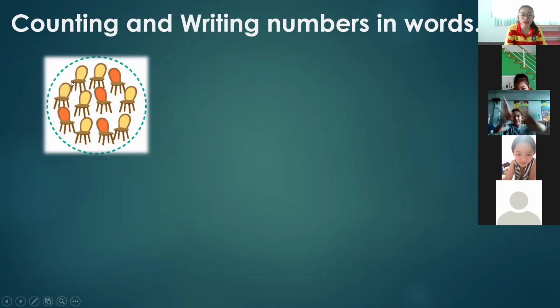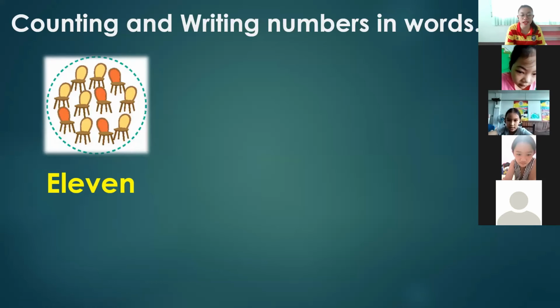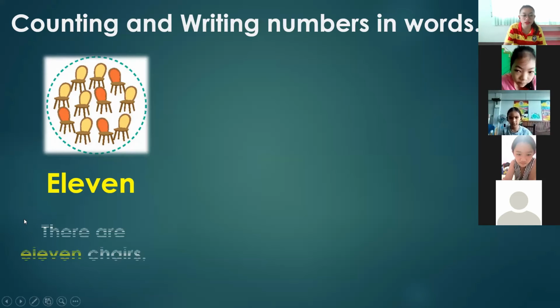So how many chairs are there? Can you count it? 11. Very good. So we have 11 chairs. How do you spell 11? ELEVEN. Very good. Okay, so let's make a sentence using 11. There are 11 chairs. Okay, there are 11 chairs.